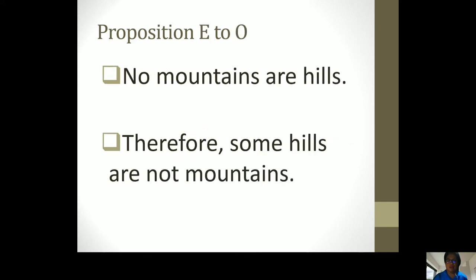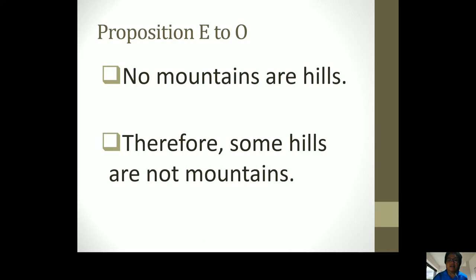Okay. Next, we have proposition E to O. No mountains are hills. When we say proposition E, this one is universal negative. Universal term, no mountains. It's negative because it is a no, okay? Even though you do not have the word not here. Okay, change it into O, which means that is particular negative. So we will say, therefore, some hills. Your predicate will become the subject here.